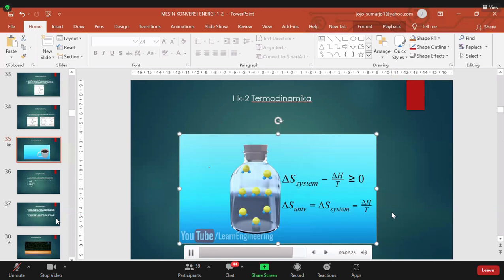Now, let's have a rearrangement of this equation. Since the temperature T is always positive, if I multiply by minus T, the inequality will become like this. When this term is less than or equal to 0, this process is possible. We call this new term Gibbs free energy. In simple words, if the change of Gibbs free energy of the system is less than or equal to 0, then that process is possible.